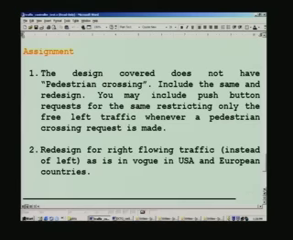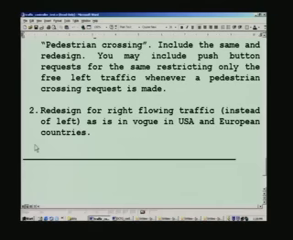And the second assignment: we have been doing this for places like India, say Asia and closer countries, and that is left flowing traffic. On the other hand, in the USA and European countries it is right flowing traffic. So redesign the whole thing that we have done, including the added pedestrian crossing, and cater it for right flowing traffic. This is the second assignment.